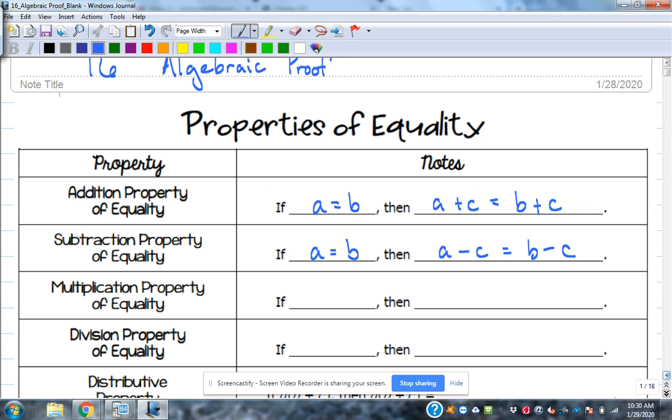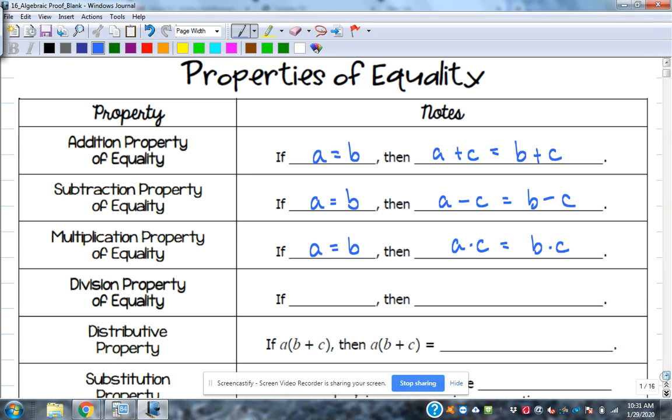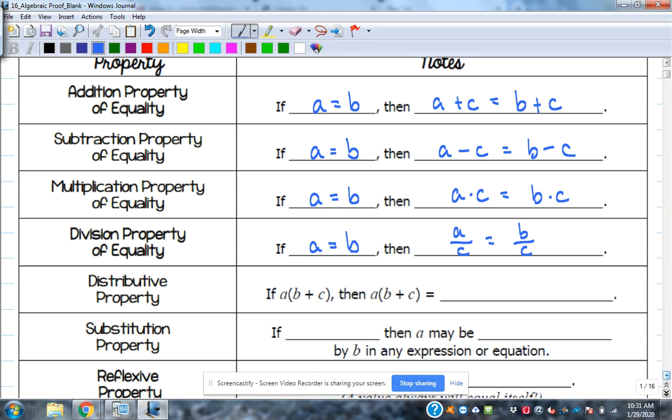And then multiplication property of equality, guess what you're doing to each side? You're multiplying each side by something. Yeah, A times C and B times C. The division property of equality, guess what you're doing? Dividing both sides by the same thing. So A divided by C equals B divided by C. So anytime you use that operation to solve a problem, then you are using that property of equality, and that's the reason or the justification for a particular step.